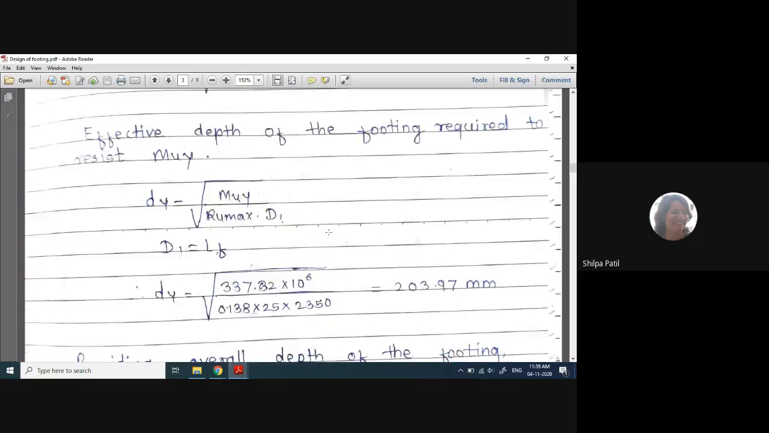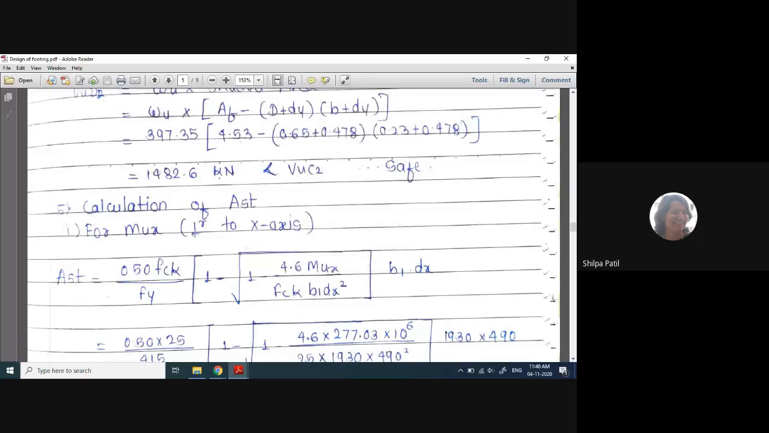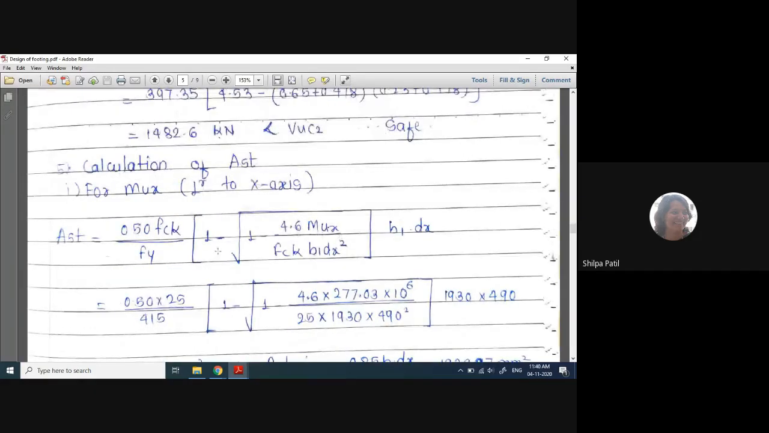So that's why it is clearly written here that for MUX, the AST, whatever we are providing, is provided perpendicular to the x-axis. Now the same formula which we have used for slabs or for beams, we use for finding the area of the steel. Same is to be used here because actually footings are nothing but slabs only. So 0.5 fck upon fy, you are well aware of this formula. MUX value, whatever we have calculated, is to be considered here. B, width, is the width of the footing now, that is BF.